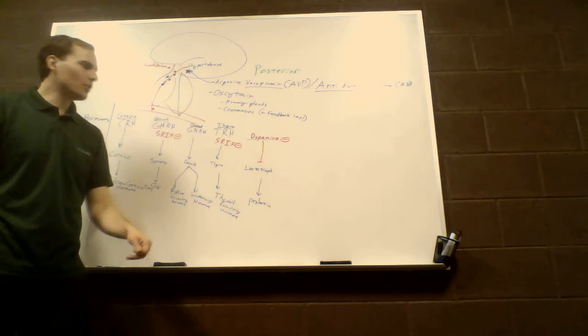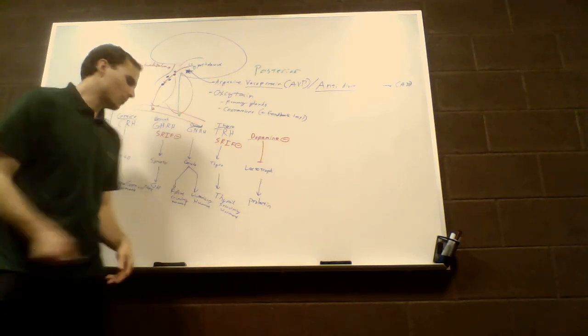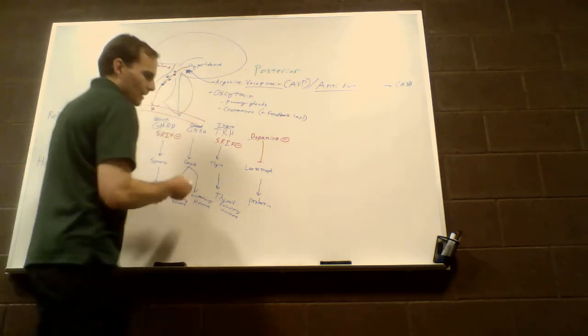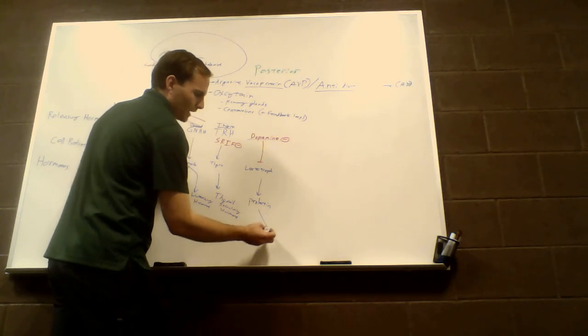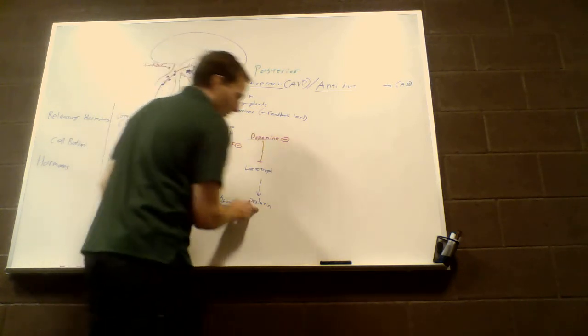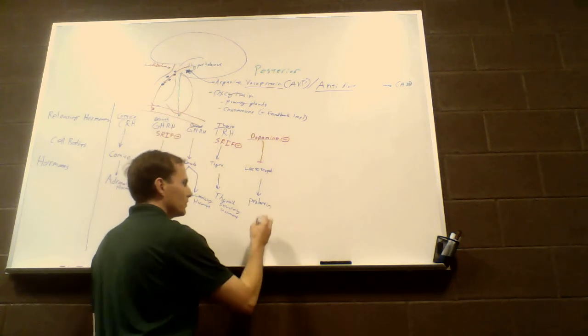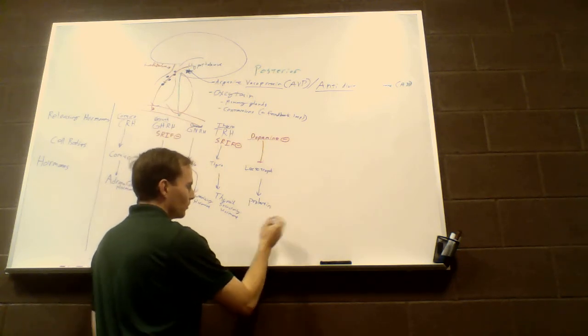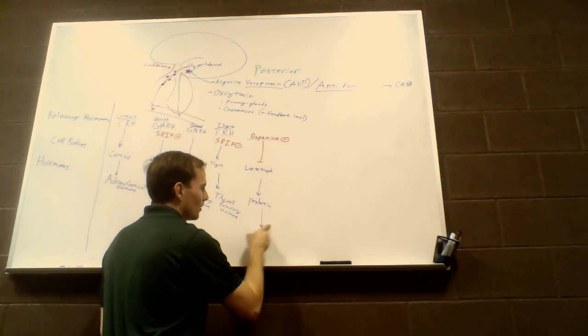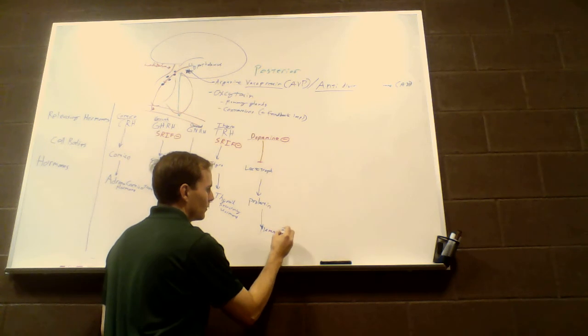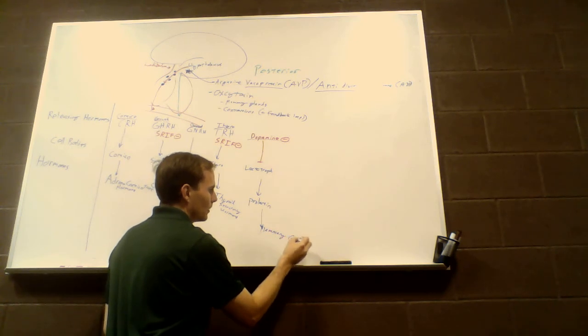As soon as the dopamine goes away, the lactotroph will go ahead and make prolactin, and prolactin will go to the mammary glands to help them produce milk. Okay, so it goes through the bloodstream to produce milk.